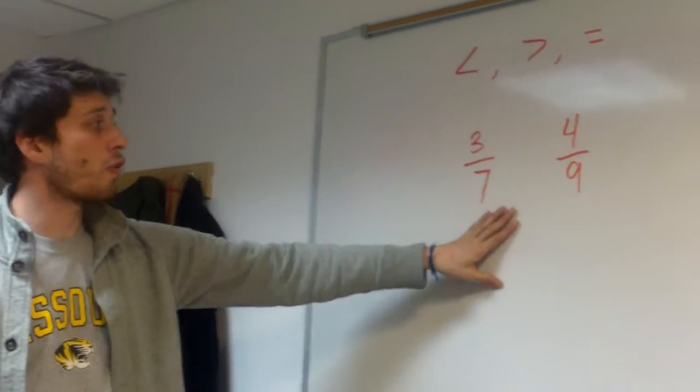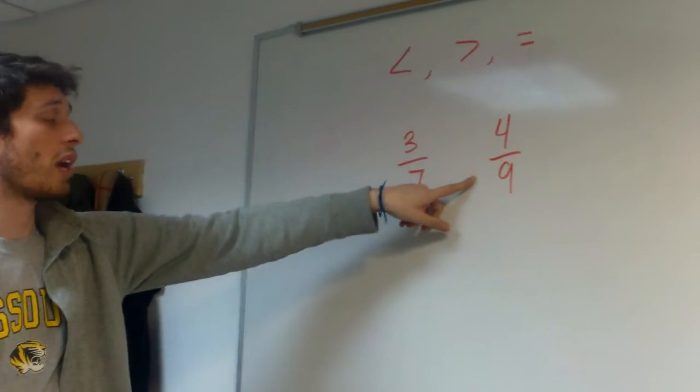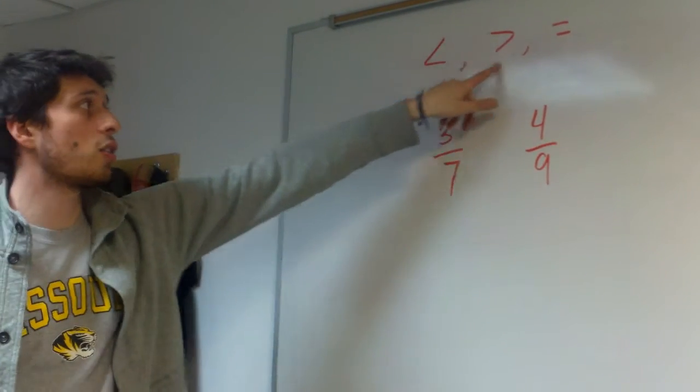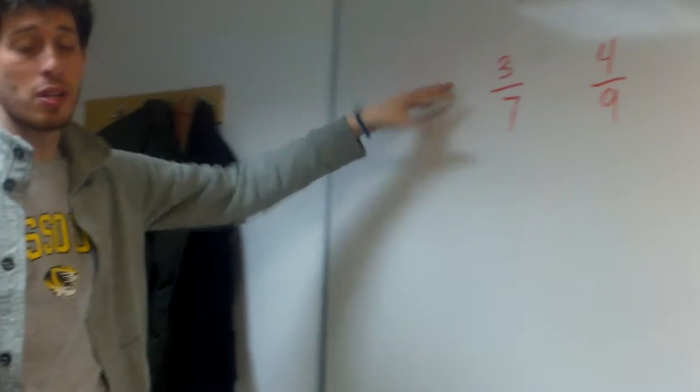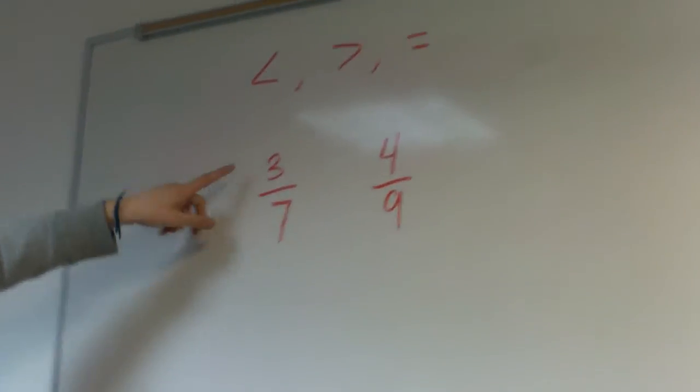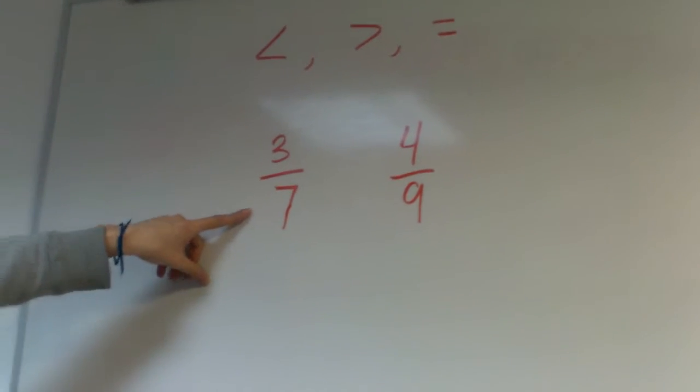I want to think about which fraction is greater, 3/7 or 4/9, using an inequality: less than, greater than, or equal to. There's a couple of different methods that scholars can use. They can either draw out 3/7, make it equivalent to 4/9. They can find common numerators or find common denominators.